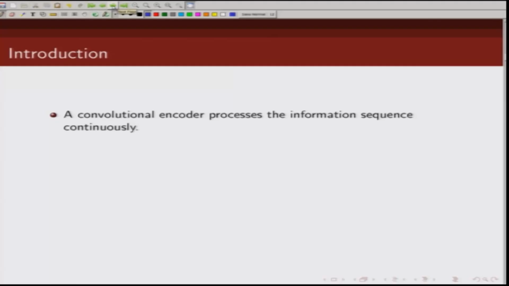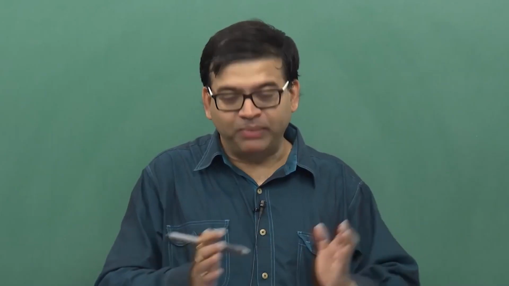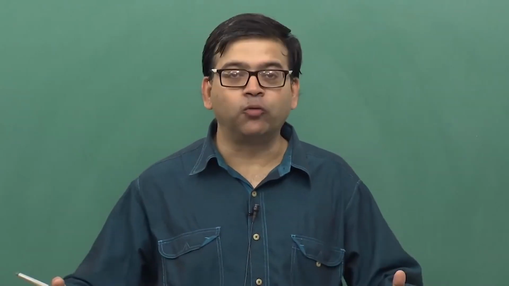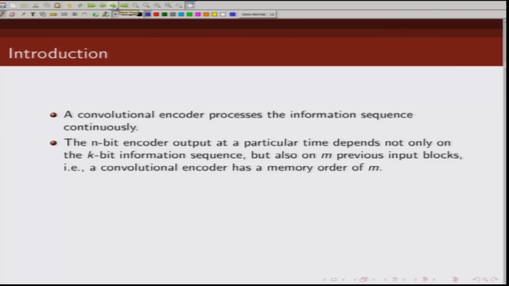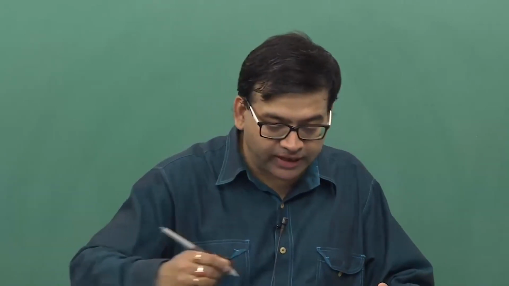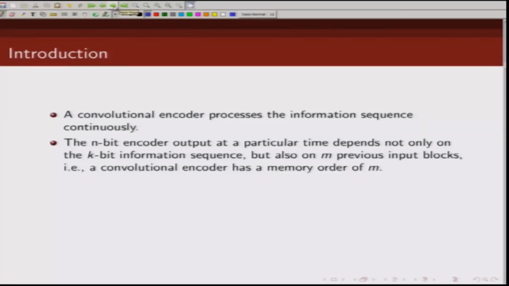convolutional code. As you know, a convolutional code processes information sequence in a continuous fashion. So, information bits come in and we can get continuous output from a convolutional encoder. We also know that the output of a convolutional encoder depends not only on the current input, but it also depends on past inputs and past outputs depending upon the memory of the convolutional encoder. And as we have seen, we can realize a convolutional code using shift registers.